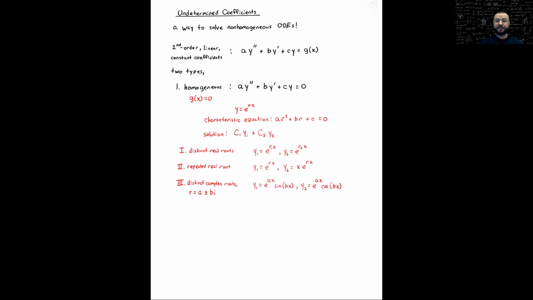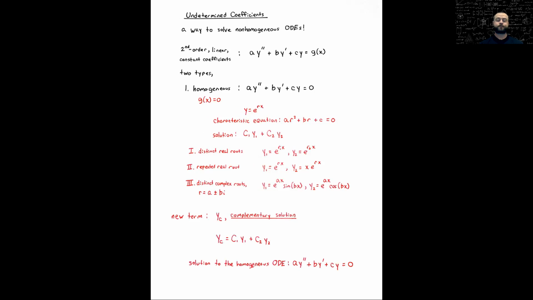Before you try to understand this lecture, make sure you are extremely comfortable with everything related to homogeneous ODEs, the characteristic equation, and the three different possibilities for solutions and values for R. All right, before we move on to the second type, a non-homogeneous ODE, let's introduce a new term, something that we're going to call the complementary solution, which we'll denote by Y sub C. Sometimes I'll just call that YC to make it easier to pronounce.